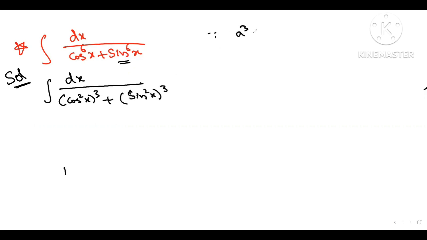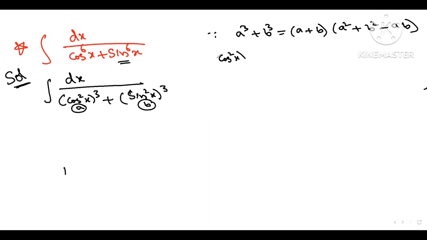Okay, we know that a cube plus b cube formula is a plus b into a square plus b square minus ab. So in this formula, in place of a we should write cos square x, in place of b sin square x. What we get here? Cos square x whole cube, sin square x whole cube. We get a in place of cos square x, b in place of sin square x. On the right side, a plus b, we get a is cos square x, b is sin square x. Cos square x plus sin square x, we get 1.